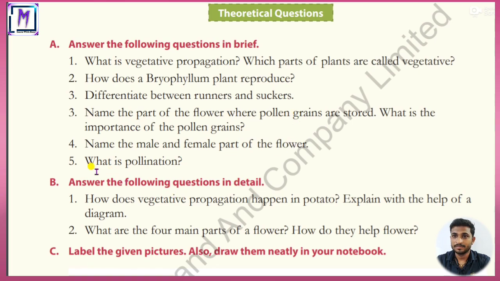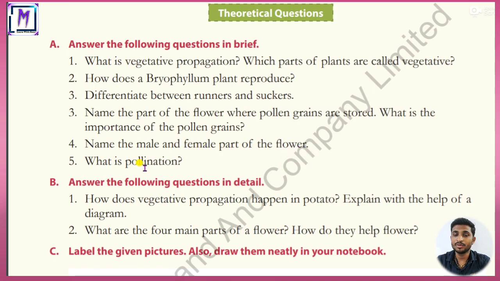Let's see the next question. Question 4: name the male and female parts of the flower. We know that the androecium is the male part of the flower and the gynoecium is the female part. The androecium is made of stamen, which consists of anther and filament. The gynoecium consists of 3 parts and is also called the pistil. The 3 parts of the pistil are stigma, style and ovary.